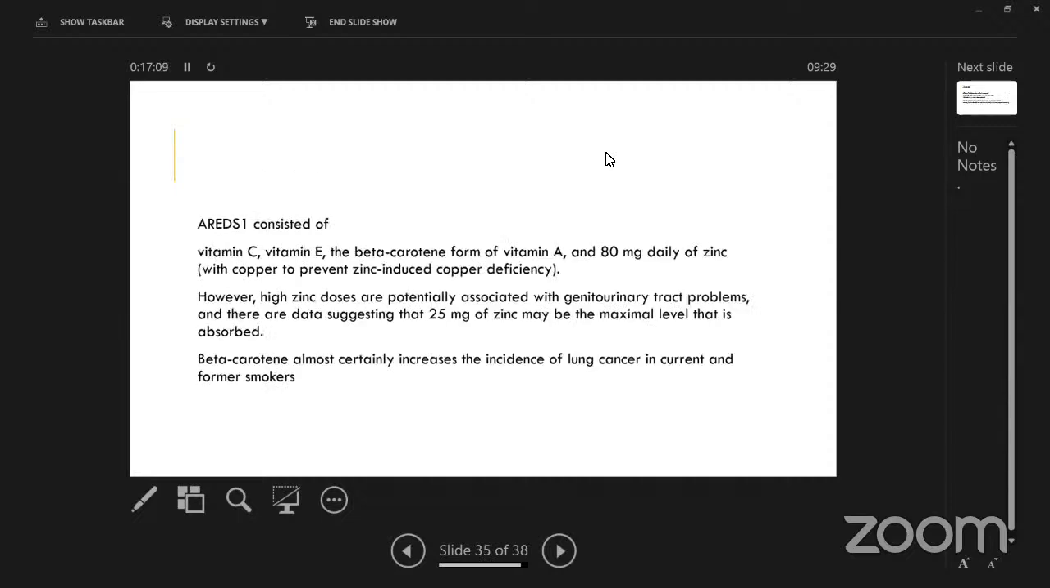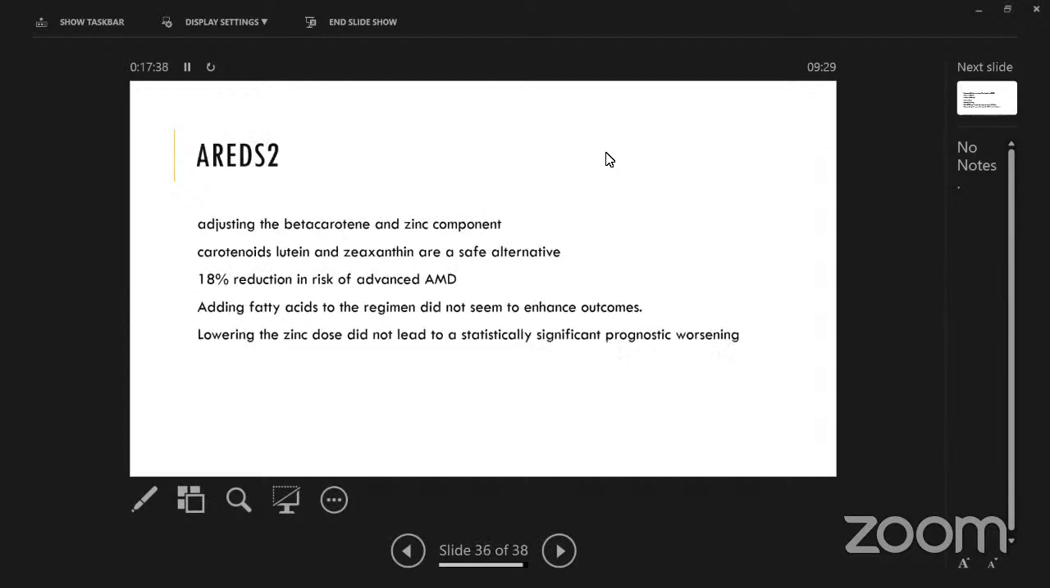So the Age-Related Eye Disease Study consisted of giving supplements to the patients, including vitamin C, vitamin E, the beta-carotene form of vitamin A, and 80 milligram daily of zinc. However, high zinc doses were potentially associated with genitourinary tract problems, and there was data suggesting that 25 milligram of zinc may be the maximum level. Beta-carotene almost certainly increases the incidence of lung cancer in current and former smokers.